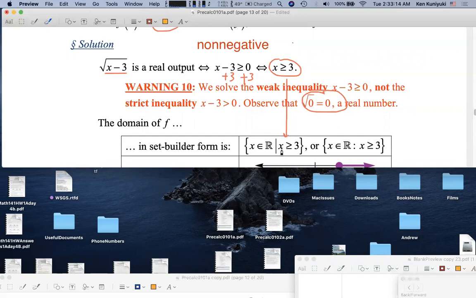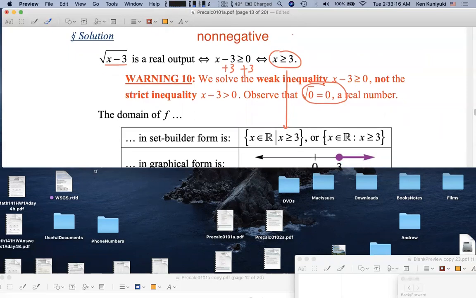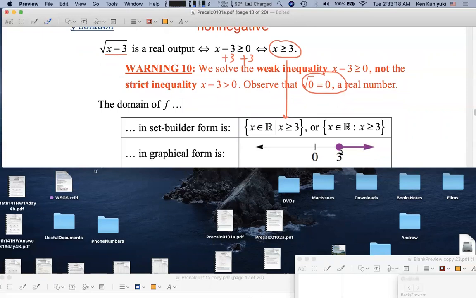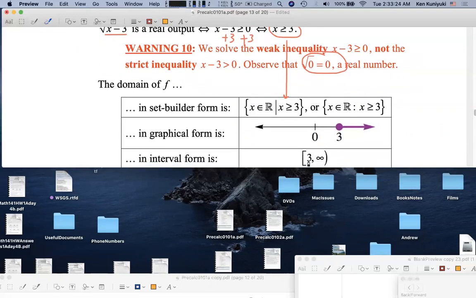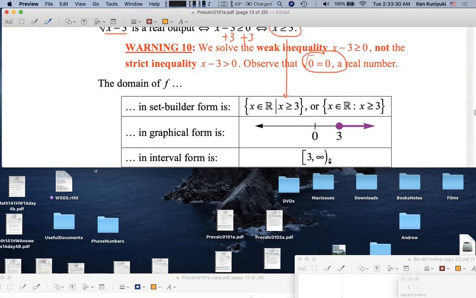You can use a colon instead of the slash. Here's the graph. We include 3 and get all greater numbers. In interval form, again, 3 itself is legal. We have the bracket there, bracket 3, comma, infinity, parenthesis. Typically, I'll ask for the interval form when I want the domain.